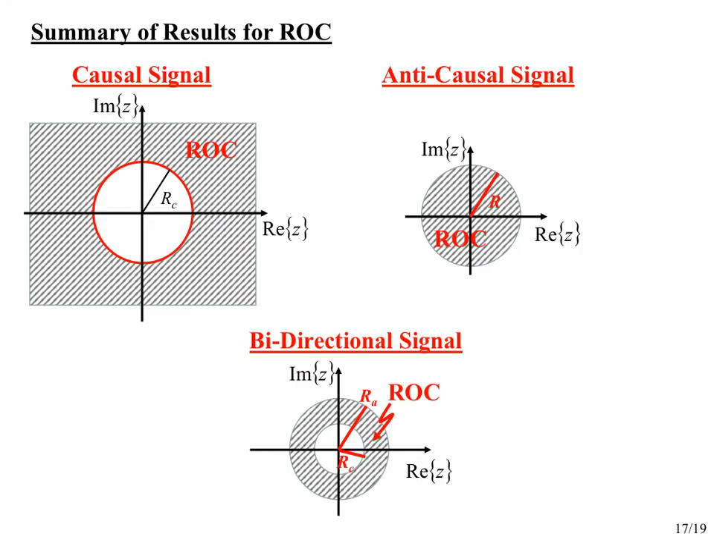Okay, move on to the next slide and just summarize everything. So this is just a nice one-stop shopping for the results here. If we have a causal signal, we have a region of convergence that lies outside a circle. Anti-causal signal lies inside, and a bidirectional signal either is an annular region, a ring, or is nothing at all. Those are the cases that we can have.